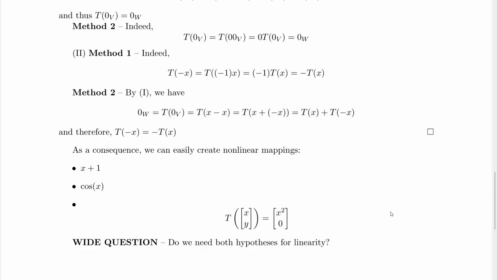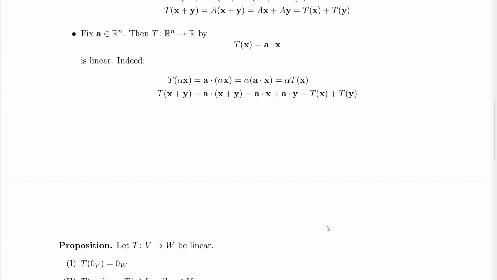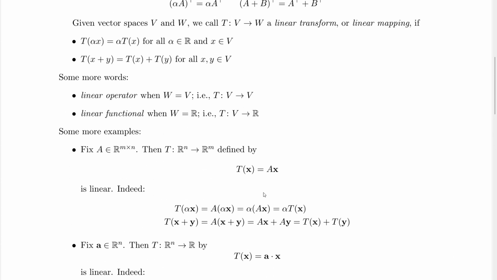Do we need both hypotheses for linearity? So if we go back to our definition for linearity, there were two requirements. Scalars are pulled out, and summations break apart. Now, as we've mentioned, whenever you set up a set of axioms for things, one thing you're interested in is minimal axioms. So, do I really need all of these?